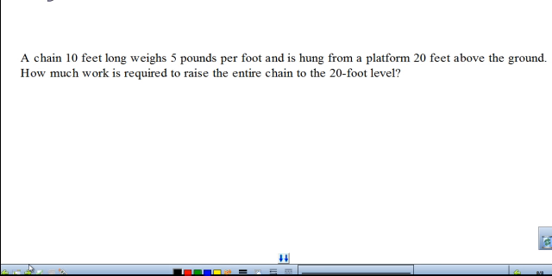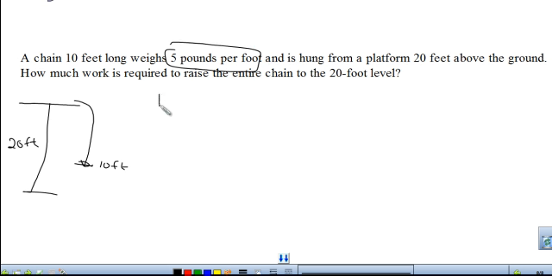The next question says a chain 10 feet long weighs 5 pounds per foot and is hung from a platform 20 feet above the ground. How much work is required to raise the entire chain to the 20-foot level? Okay, so we have a platform that is 20 feet above the ground, and we have a chain, but it's only up to 10, because it's only 10 feet long, and it weighs 5 pounds per foot.